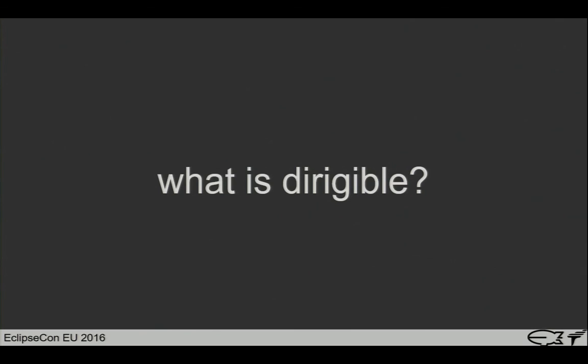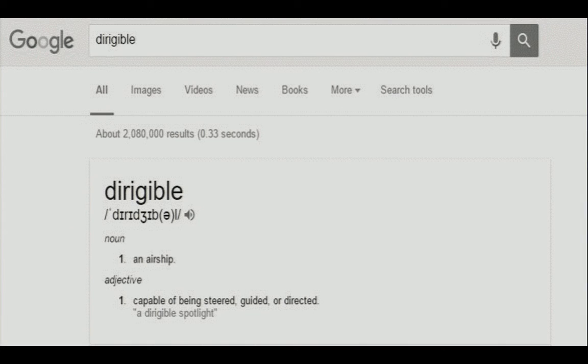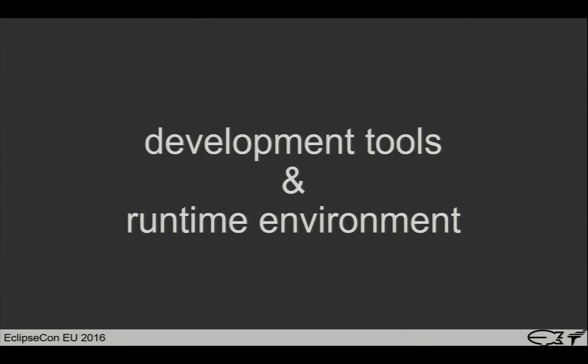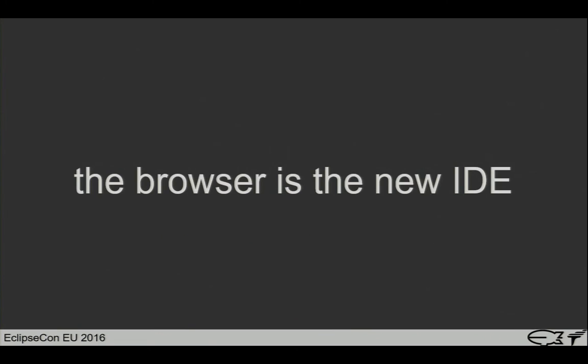Now, what exactly is Dirigible? Well, if you do a quick Google search, it will tell you that it's an airship, which is not quite useful. Actually, it's part of the Eclipse Cloud Development top-level project alongside Orion, Che, and Flux, and it provides you with the development tools needed and the runtime for you to build your applications right in your web browser. This makes your browser sort of your new IDE, where you can develop and run your applications instead of just being an HTML renderer.